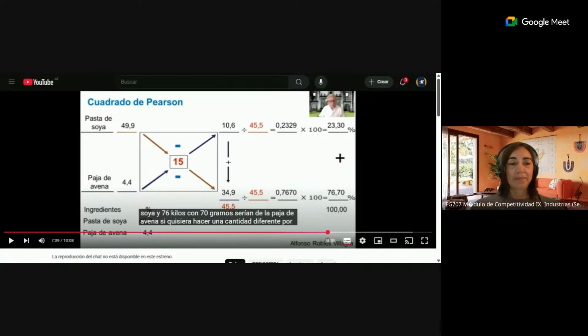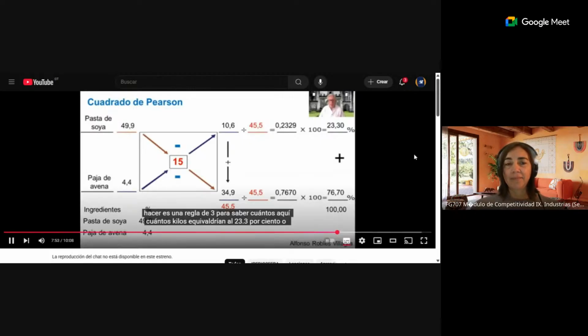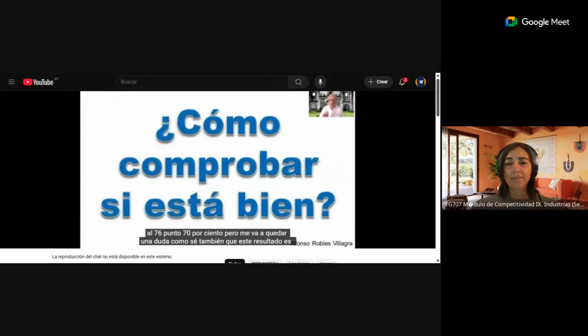Si quiera hacer una cantidad diferente, por ejemplo, 800 o 1000 o 1300, en fin, algún número que no fuera múltiplo de 100, lo único que tengo que hacer es una regla de 3 para saber cuántos kilos equivaldrían al 23.3% o al 76.70%. Pero me va a quedar una duda. ¿Cómo sé también que este resultado es el adecuado?